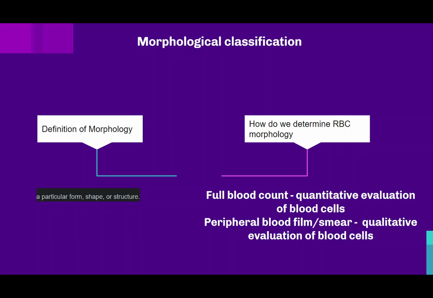One is through the full blood count, which is a quantitative evaluation of the blood cells, and the other is the peripheral blood film or smear, which is a qualitative evaluation of the blood cells. So one is to see the numbers, and the second one is to see the quality.